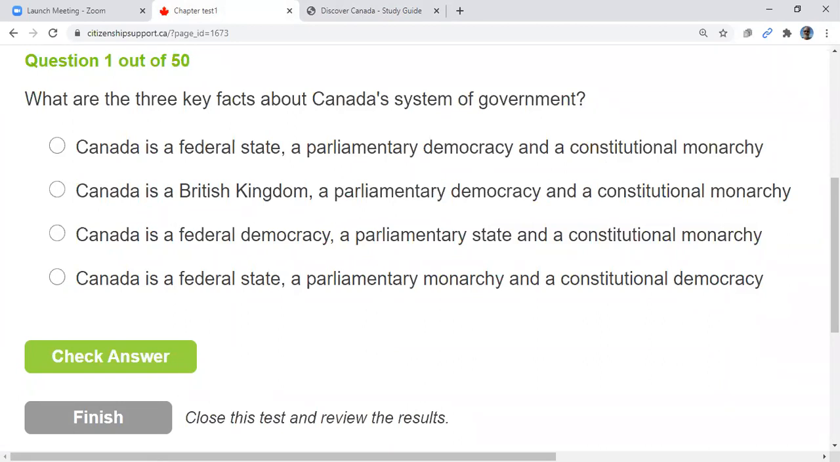Okay, sure. What are the three key features of the Canadian system of government? Canada is a federal state, parliamentary democracy, and constitutional monarchy. Yes, that's the first one. Very good. Good way to start. First one correct. Very good.